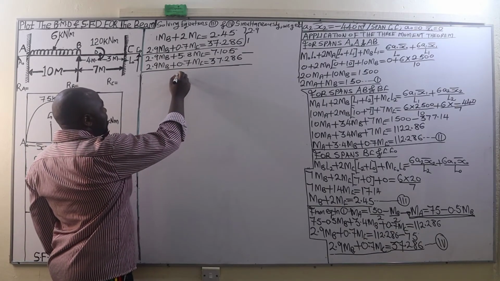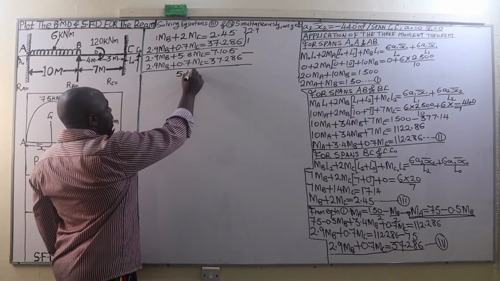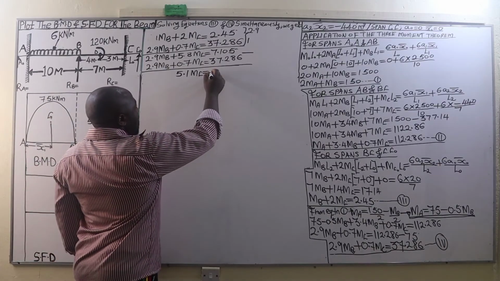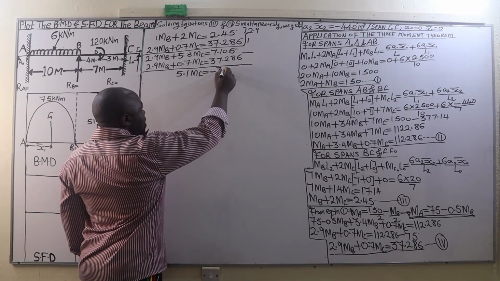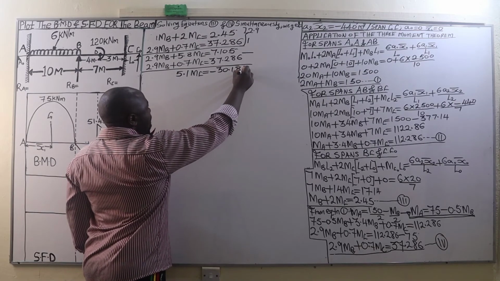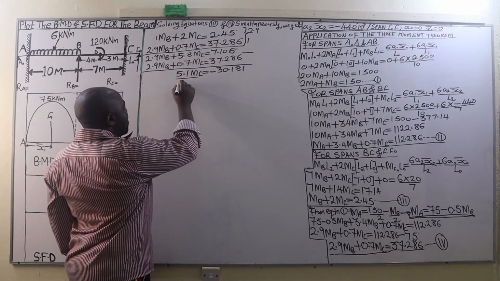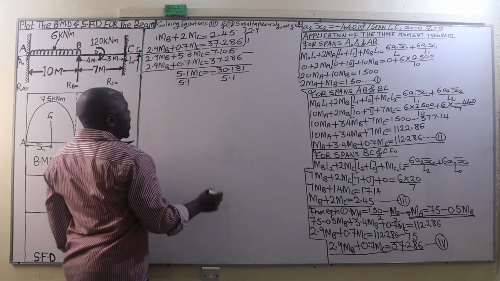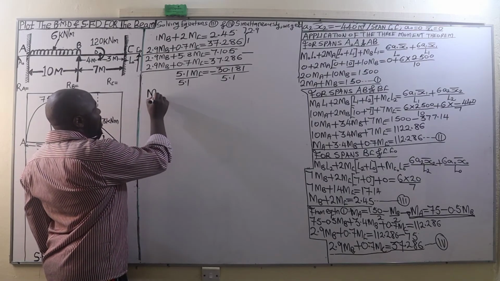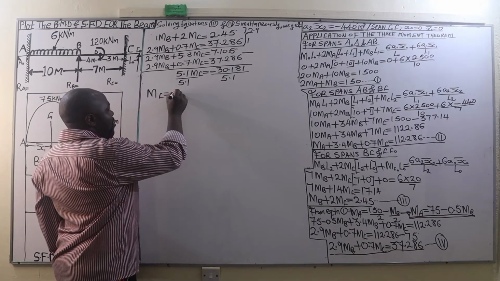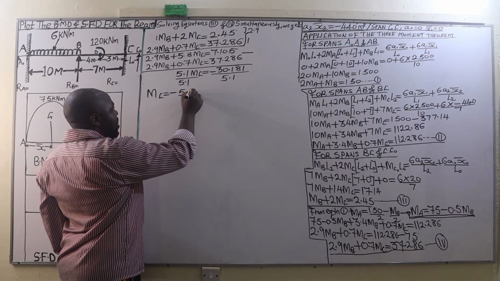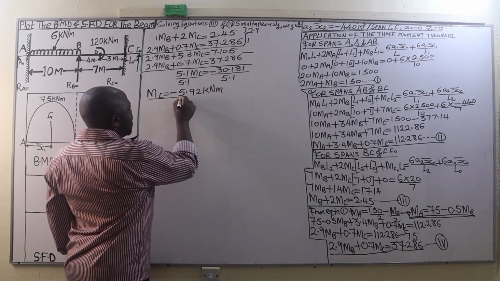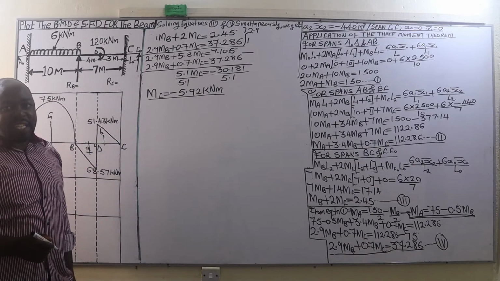Then we are going to subtract the two equations, and 2.9 MB minus 2.9 MB, definitely that is 0. 5.8 minus 0.7, that is 5.1 MC, which will be equal to negative 30.181. Then from there, we are going to divide both sides by 5.1, and that is going to give us a bending moment at C, bending moment of negative 5.92 kilonewton meter. So that is the value of the bending moment at C.